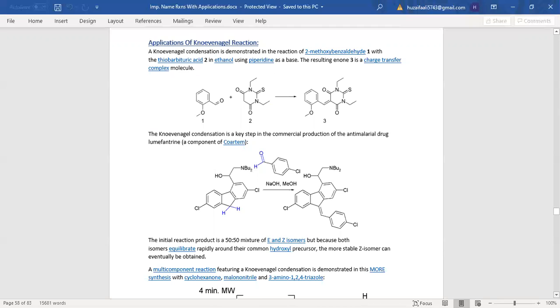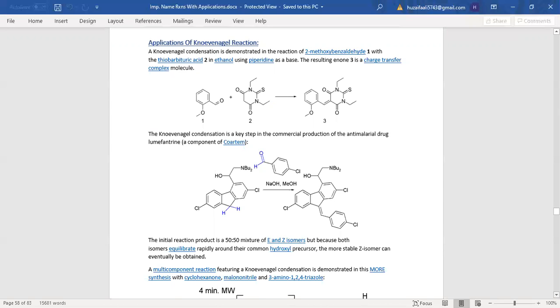Knoevenagel condensation is demonstrated in the reaction of 2-methoxybenzaldehyde 1 with the thiobarbituric acid 2 in ethanol using piperidine as a base. The resulting enone 3 is a charge transfer complex molecule.